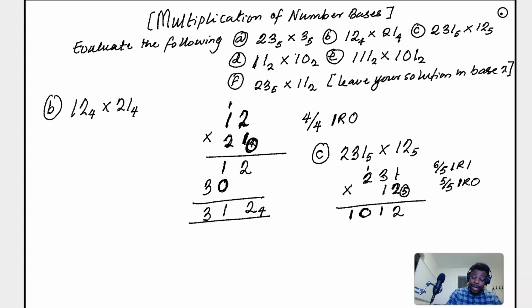The next is to use 1 to multiply 2, 3, 1. So let's go. 1 times 1, 1. 1 is less than 5, so you write it. You don't have to divide. It is less than the base. 1 times 3 is 3. 3 is less than the base. You write it. You don't have to divide because it's less than the base. 3. 1 times 2, 2. 2 is less than 5. You write it. You don't have to divide because it is less than the base. So you write your 2 here.